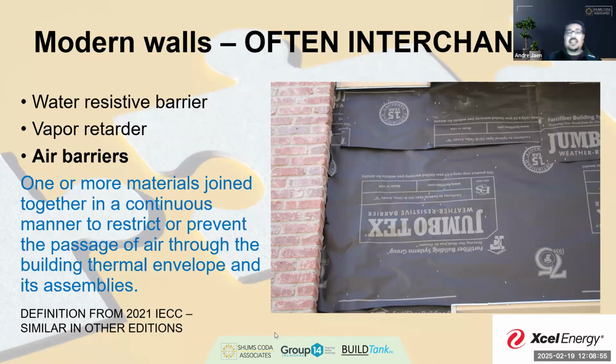And then air barriers. With air barriers you see one or more materials, and I can almost always guarantee you it's always more than one material, right? If we use thermoply behind a tub, well, we're sealing it in with spray foam. If we use Tyvek, then we are sealing it with tapes and sealants at the joints. It's always more than one material that's creating a continuous barrier to restrict the passage of air through the building thermal envelope assemblies. And we're going to talk about that in more depth.